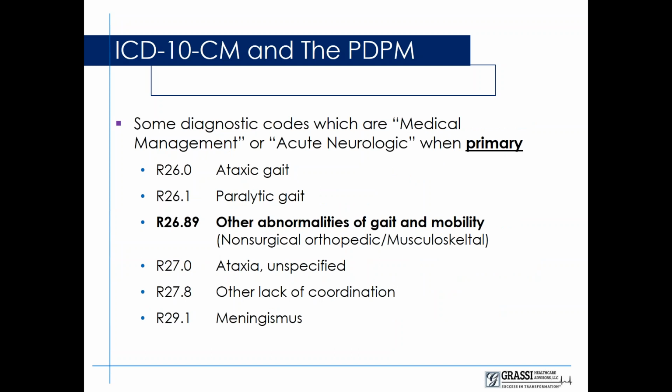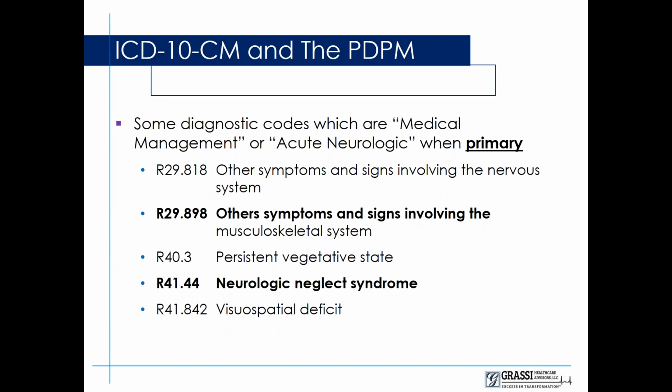So these are some diagnosis codes which are medical management or acute neurologic when primary. Other abnormalities of gait and mobility, ataxia, ataxic gait. Next slide. Other symptoms and signs involving the musculoskeletal system, neurological neglect syndrome.